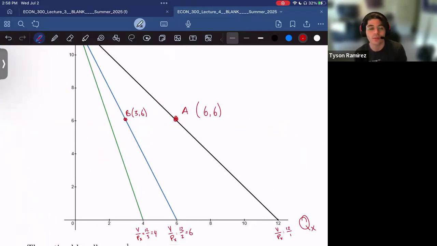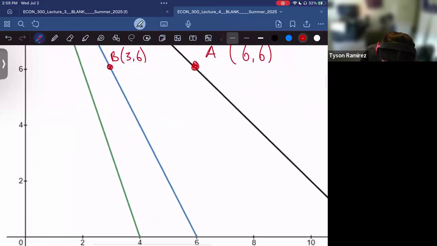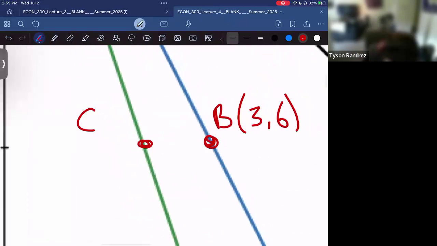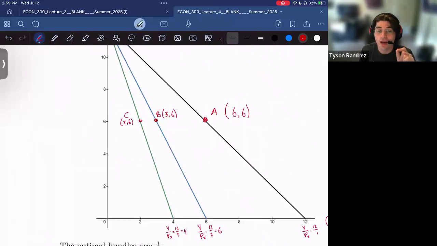Finally, if the price increased one more time, now good X costs $3 per unit, then our consumer would only want to buy 2 of good X. And so this would bring us to this point, which I will call C. Now they would buy 2 units of good X and 6 units of good Y. Something you might notice is that they buy the same amount of good Y, and it's only good X that changes because good X is getting more expensive.